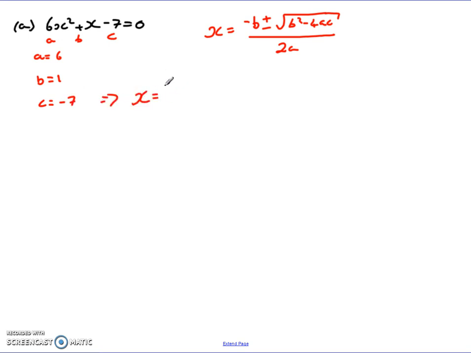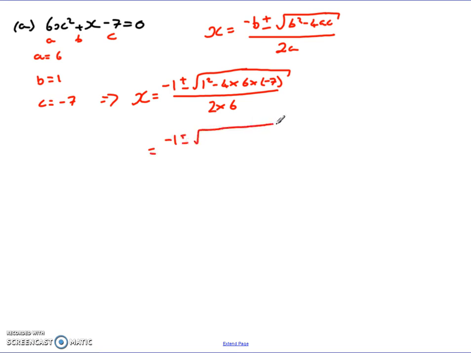So in this case, x equals negative b, so negative 1, plus or minus the square root of b squared, so 1 squared, minus 4 times a, which is 6, times c, which is negative 7, all divided by 2 times a, which in this case is 2 times 6. So we then start to work this through and simplify it. We get negative 1 plus or minus the square root of 1 squared, which is just 1, take away 4 times 6 times negative 7, which gives you negative 168, all over 2 sixes, which is 12.